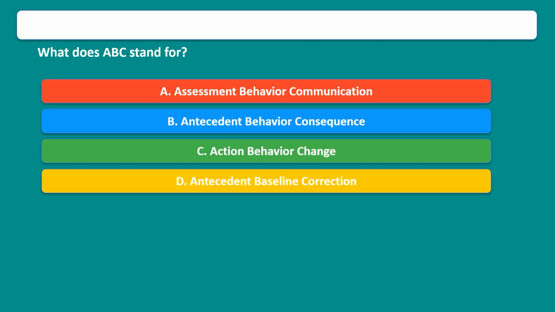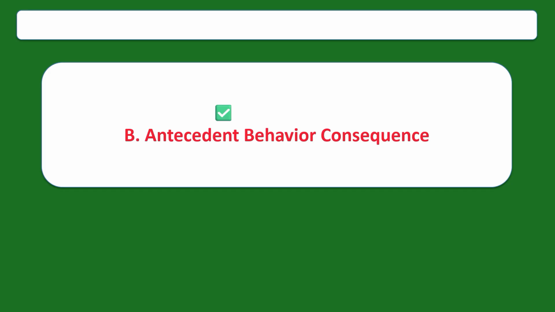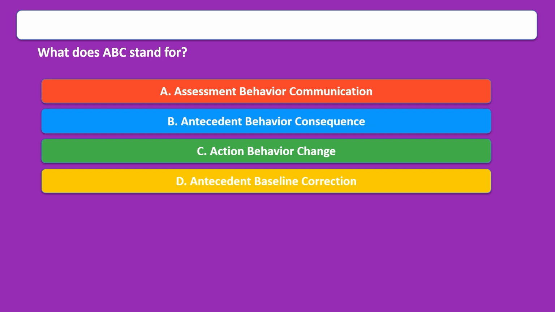Question 18. What is shaping? A. Punishing unwanted behavior. B. Reinforcing small steps toward a target behavior. C. Ignoring challenging behavior. D. Giving prompts continuously. Pause. The correct answer is B. Reinforcing small steps toward a target behavior. Shaping teaches new skills by rewarding gradual improvements until the desired behavior is achieved.